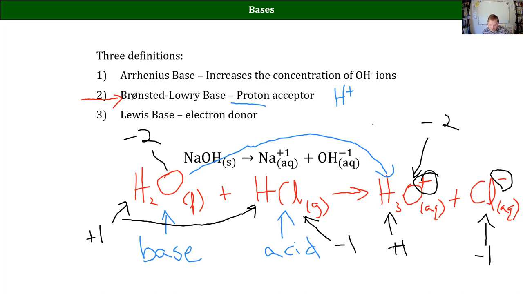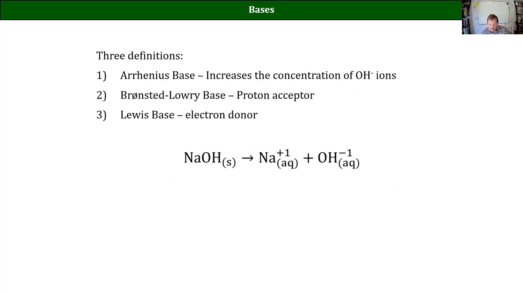So that's going to be your number one criteria for, is it an acid-base reaction? Can you show me there's an H plus on this molecule and it goes to that molecule? If you can show me that, it's an acid-base reaction.